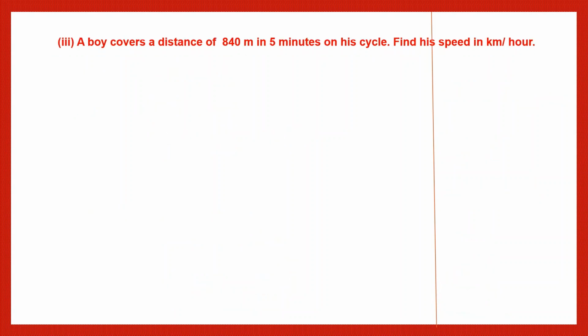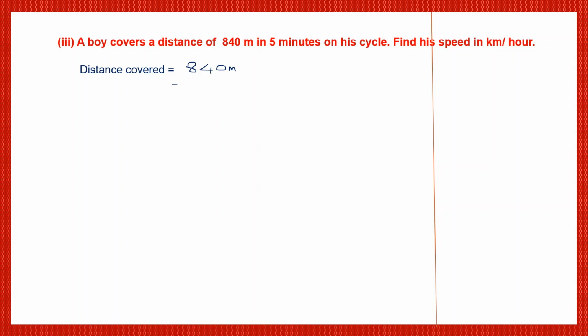Question 3. A boy covers a distance of 840 meters in 5 minutes on a cycle. Find the speed in kilometers per hour. So what are the units given to us? Meter. So meter has to be converted to kilometers and minutes has to be converted to hours. So let's write what's given to us first. The distance covered is given to us as 840 meters, which we're going to convert to kilometers.